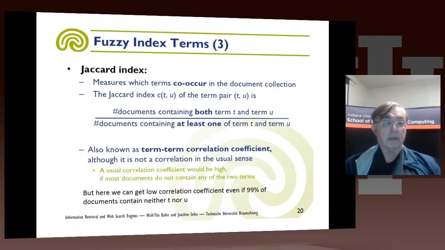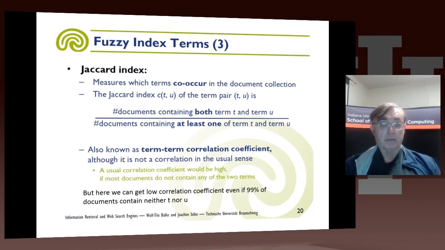So one particular example of an idea that can be used is the so-called Jaccard index, which is trying to look at the correlations between two terms. Remember, terms are words. So if you have a term T and a term U, the Jaccard index is the number of documents containing both T and U, and the number of documents that contain either T or U.